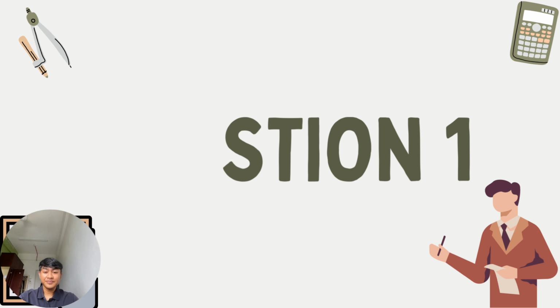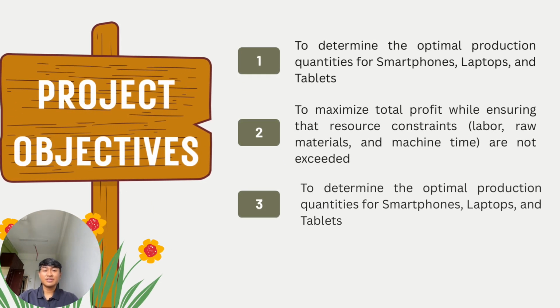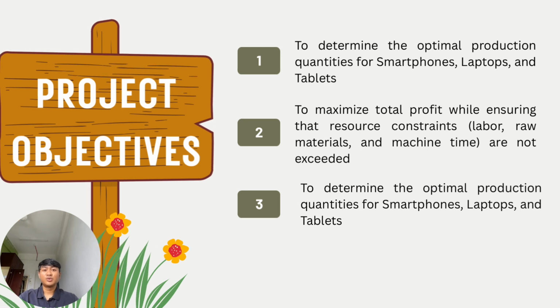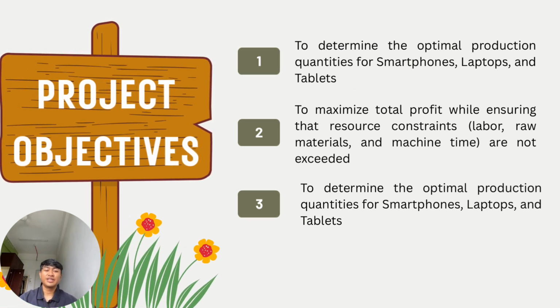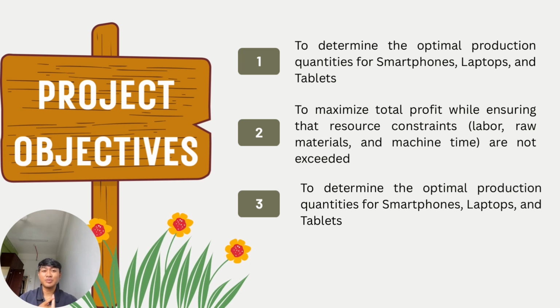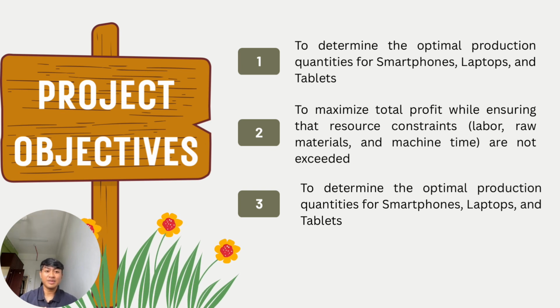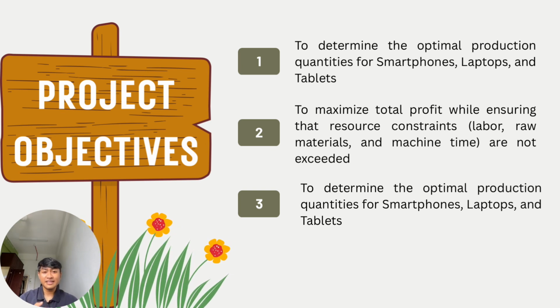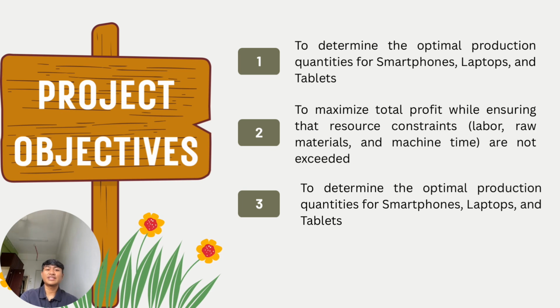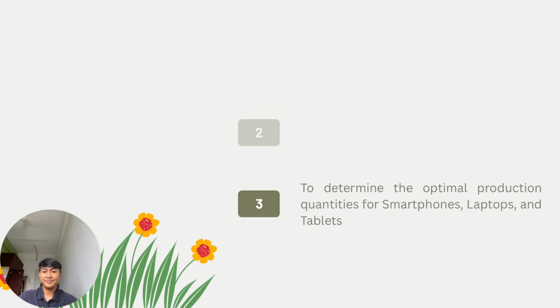For question 1, the project objectives are quite straightforward, which are to determine the optimal production quantities for smartphones, laptops and tablets to maximize the total profit while ensuring that resource constraints, which are labor hours, raw materials and machine time, are not exceeded. Lastly, to determine the optimal production quantities for smartphones, laptops and tablets.